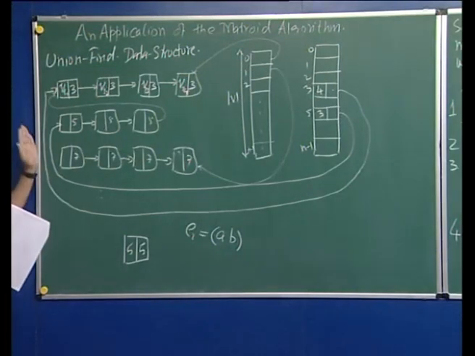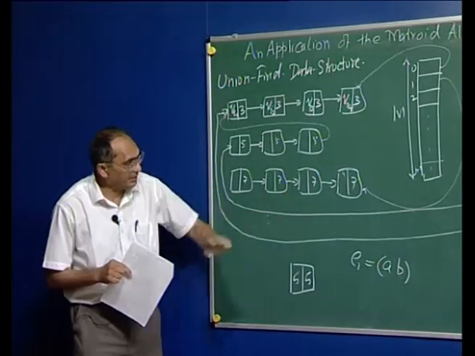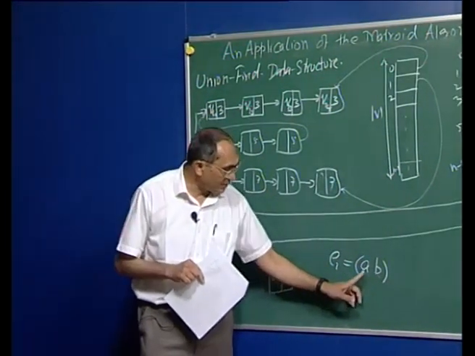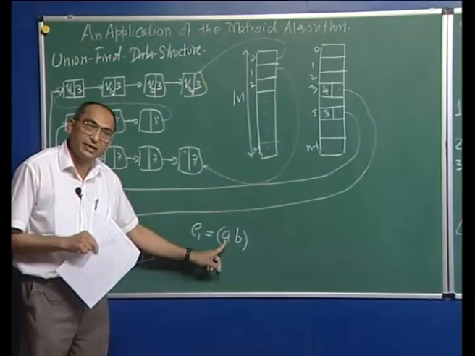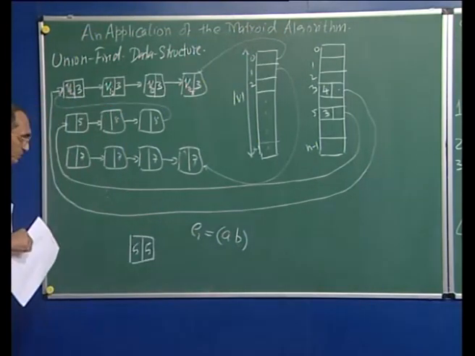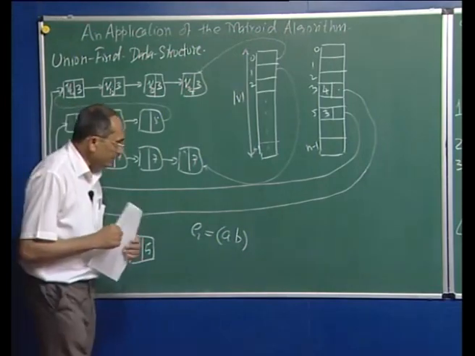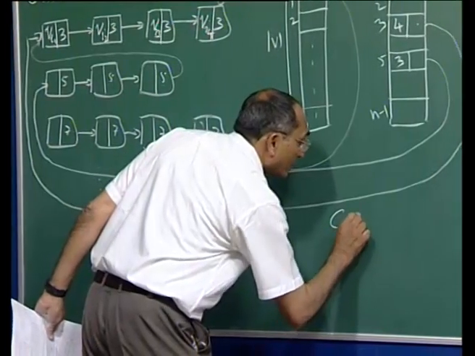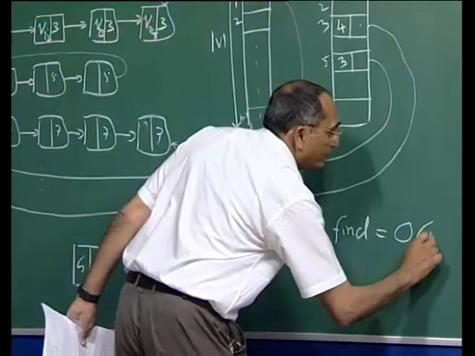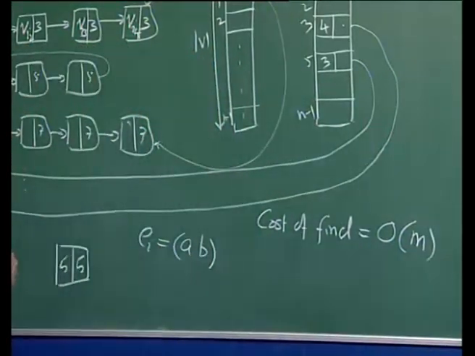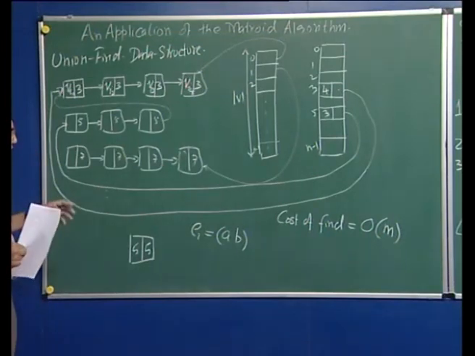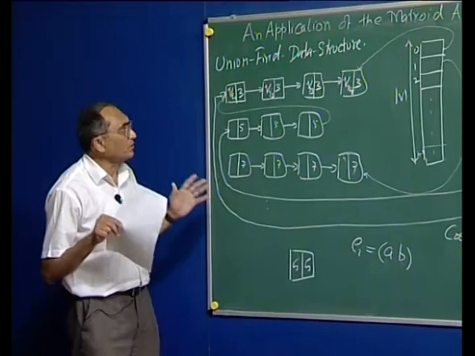So these linked lists will eventually grow into a single list. The cumulative cost of the union we will identify separately. As far as the cost of find is concerned, it is a unit cost for finding the set to which A belongs and a unit cost for finding where B goes. So the total cost of find is order m, where m is the number of edges, because for each edge we do a constant amount of work. The cost of union we will find out cumulatively.